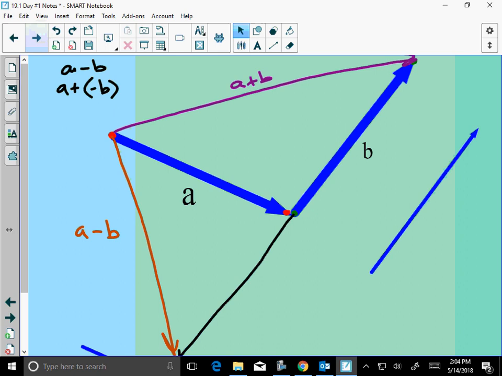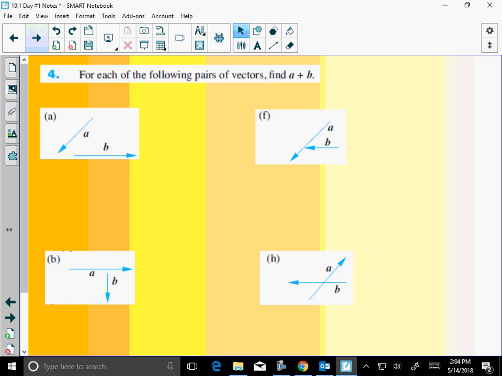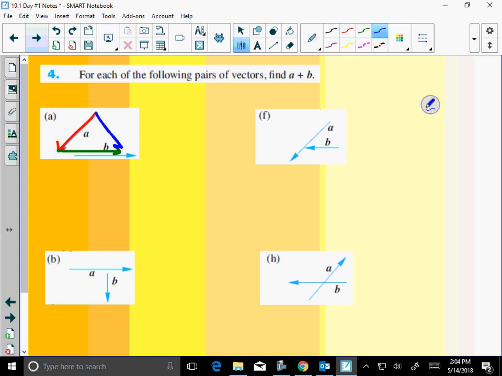Let's maybe draw a couple of these. For each of the following, draw A plus B. So here's A. Here's B. Looks to me like there's A plus B in blue. That's our resultant vector. One of these I want to do A minus B. A plus B is nice, but it's too simple for me right now. I'm going to do A plus B and A minus B for part F.